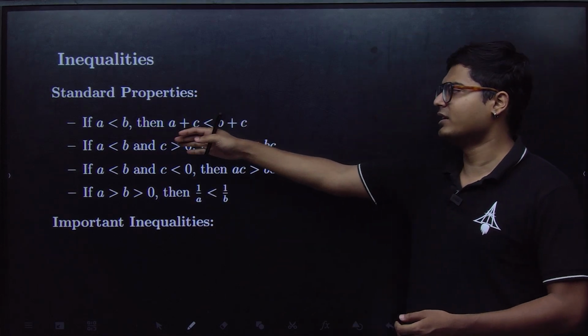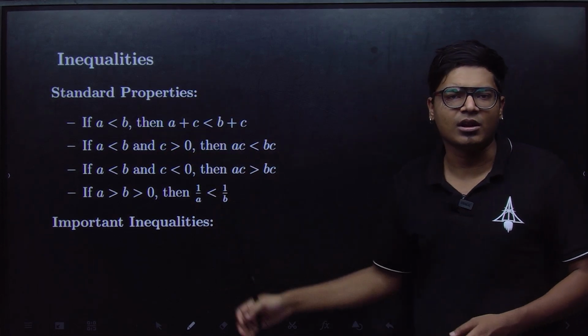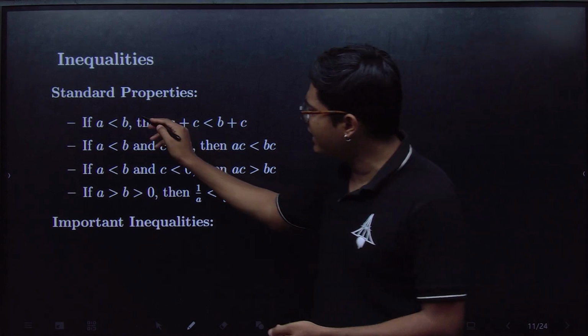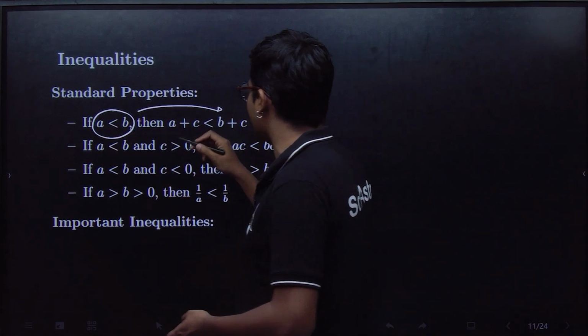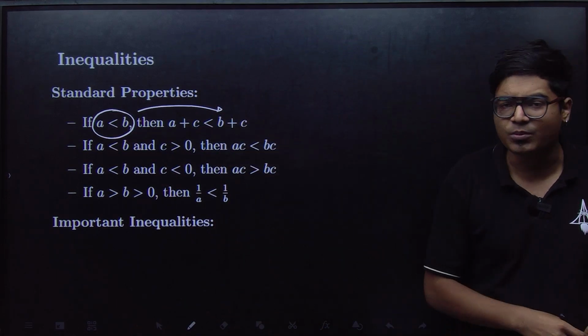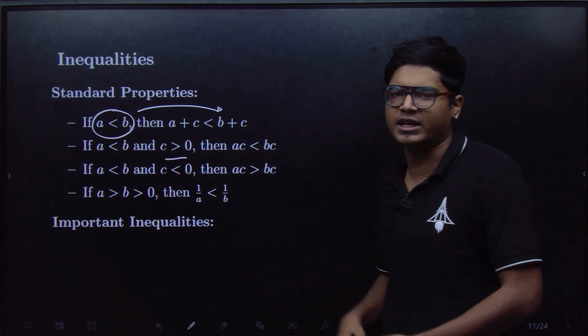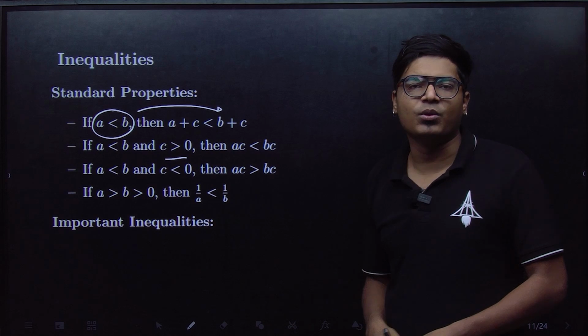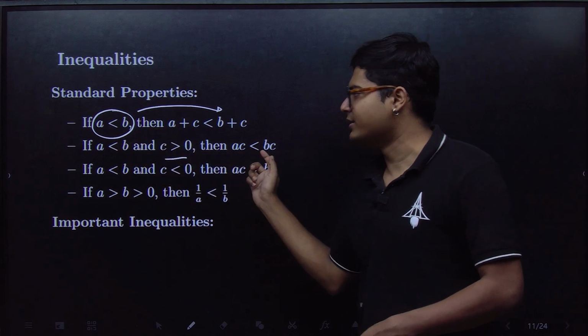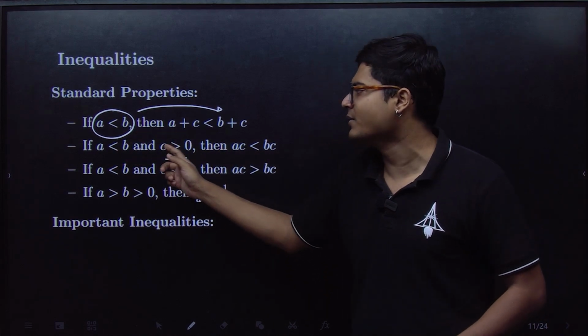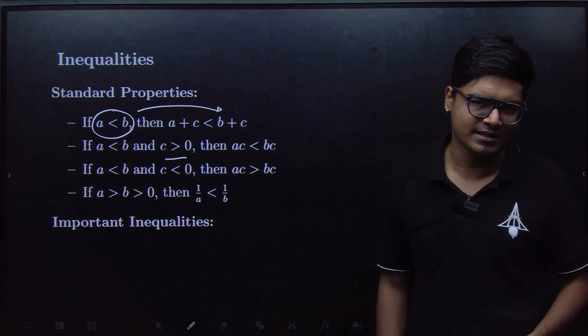First one is if a is less than b, then a plus c is always going to be less than b plus c. So you can add any real number on both sides of a given inequality. In this case, we are adding c to both sides. Second one is if you have a less than b and a positive real number c, then you can multiply both sides and the inequality does not change. So if you multiply by a positive number, ac will still be less than bc.